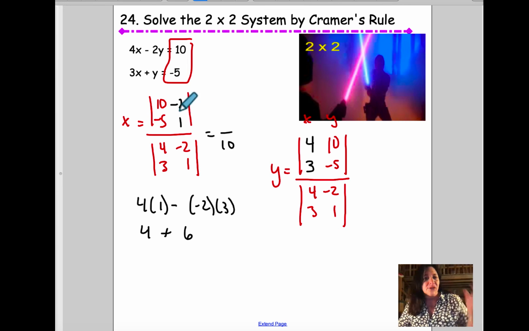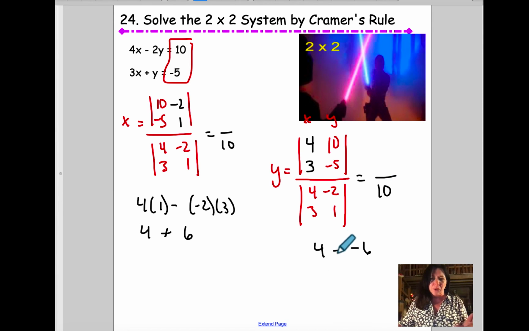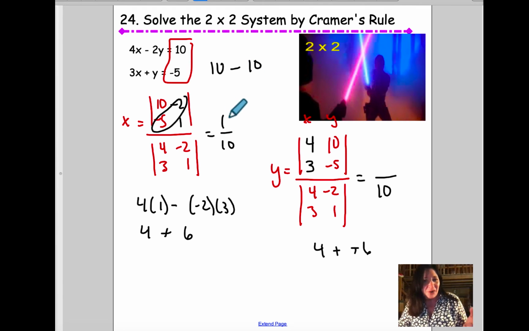And so do the same on top. Oh, by the way, 4 minus negative 6 is 10. So, yes, you should get the same answer. But if you're a little bit paranoid, there's no problem just doing it again, right? Okay, 10 times 1 is 10 minus, and then this is this. 10 minus 10. 0. 0 divided by anything is 0. So yes, x is 0.